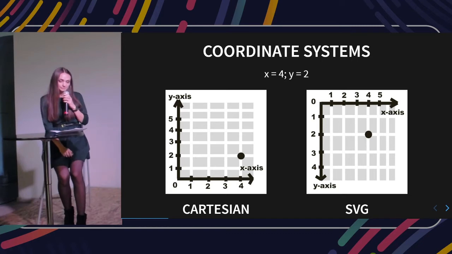Coordinate system. The coordinate system of SVG is a bit different from the coordinate system of mathematics. In a normal Cartesian coordinate system, the point x and y equal 0 is at the lower left corner of the graph. If x increases, the points move to the right. If y increases, the points move up. In the SVG coordinate system, the point x and y equal 0 is at the upper left corner. The y-axis is reversed in comparison with a normal coordinate system. If y increases, the points move down, not up.